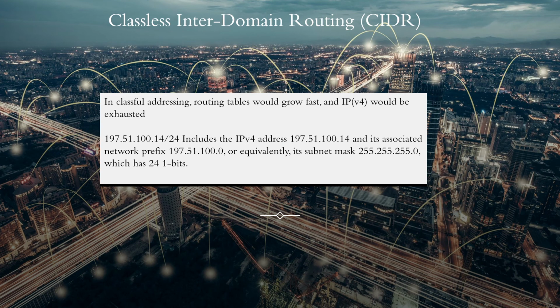For example, 197.51.100.14/24 includes the IPv4 address 197.51.100.15 and its associated network prefix 197.51.100.0 and its subnet mask 255.255.255.0, which has 24 1 bits.